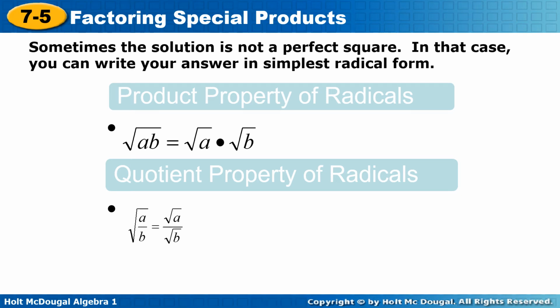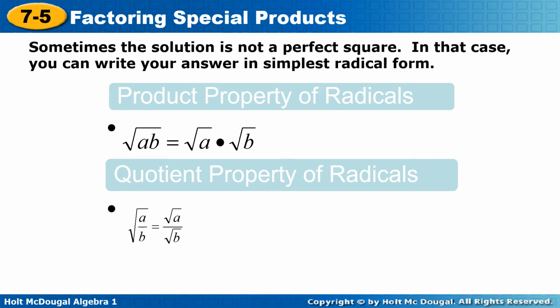Okay, so everything we've learned so far has resulted in a perfect square. So when we got to our final answer, it ended up being a perfect square and it was easy to solve, to write our answers. But that's not always going to be the case. So we need to learn how to deal with a solution that's not a perfect square. So that's where simplifying radicals come in.